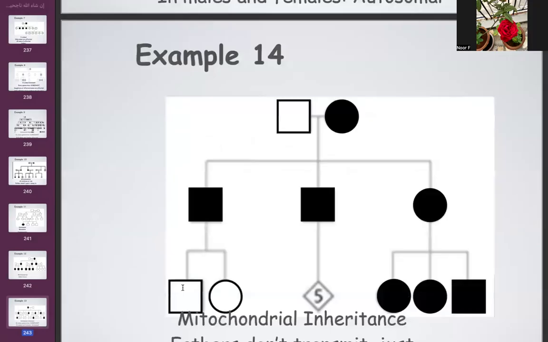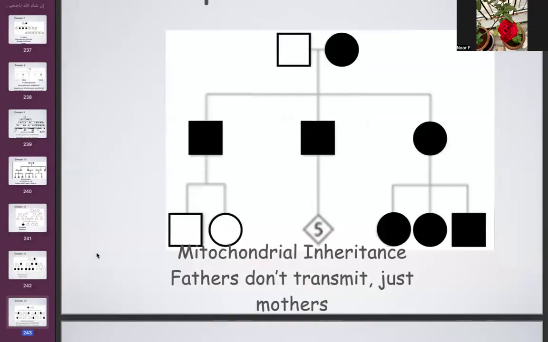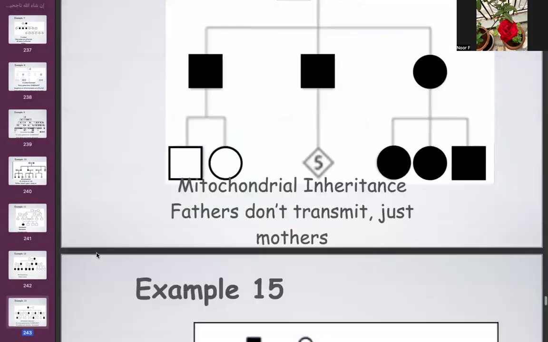Example 14. From the female, all the offspring have received it, but from the male, no offspring has received it. That is the clue for mitochondrial inheritance. Mitochondrial inheritance: the father doesn't transmit, just mothers.